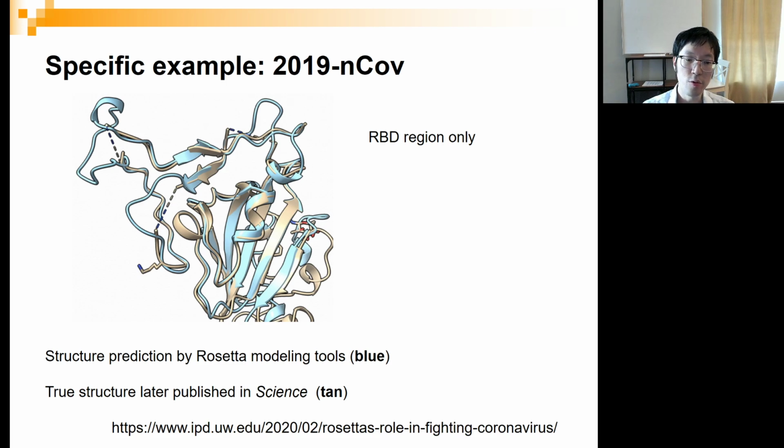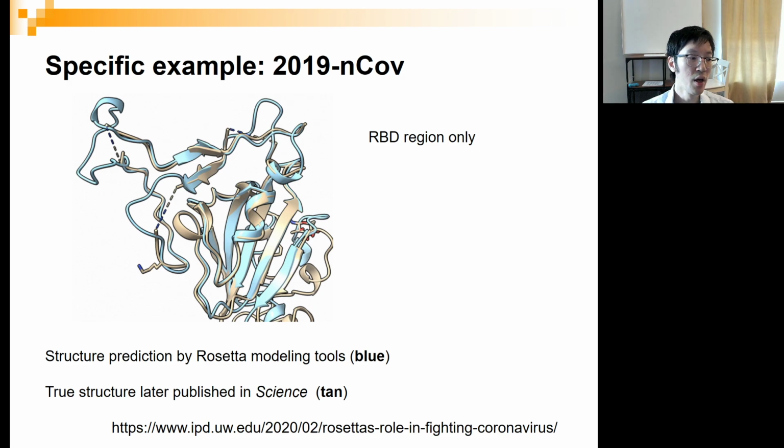Later, when the true structure was published in the Science paper, that's the part colored in tan. In this picture, they are overlaid on top of each other, and you can see there is quite a bit of similarity between the predicted structure and what was later determined to be the true one. So we can see the value of these computational algorithms in giving us a head start in knowing what we are dealing with at a structural level for this protein. That's quite a success in terms of applications of sequence alignment to structure prediction tools.